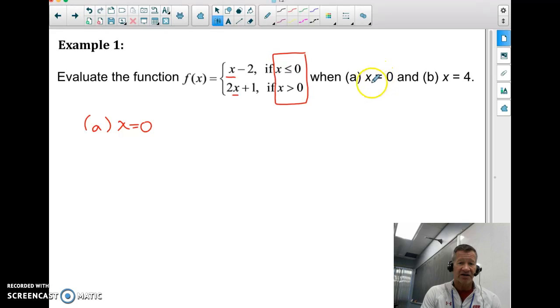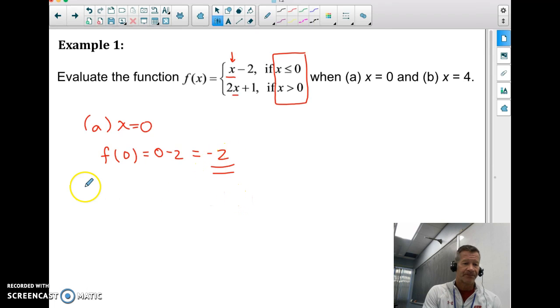Okay, if you're plugging in a number that's less than or equal to 0, you're going to substitute it into the first equation. If you're picking a number that's bigger than 0, you're going to plug it into the second equation. So 0, is that less than or equal to 0, or is it greater than 0? Well, it's less than or equal to 0. So I'm going to plug it into the first equation. So f of 0 is going to be equal to, put 0 in place of x, 0 minus 2, which is -2. So there's your answer for f of 0.